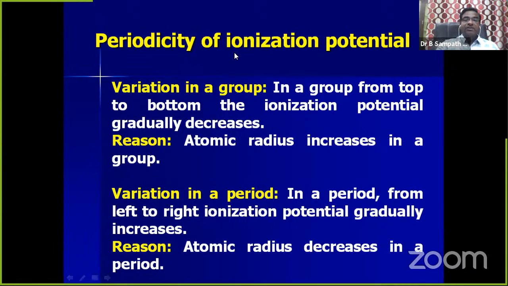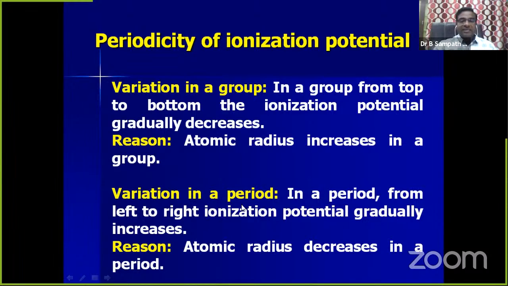Let us see the periodicity of ionization potential, meaning how it varies in a group and period. First, variation in a group. In a group from top to bottom, the ionization potential gradually decreases. Why? Because atomic radius increases in a group. When atomic radius increases, the last electron is loosely bound, meaning it has less attraction from the nucleus. Therefore, we can easily remove the last electron with a minimum amount of energy. That's why ionization energy gradually decreases in a group.